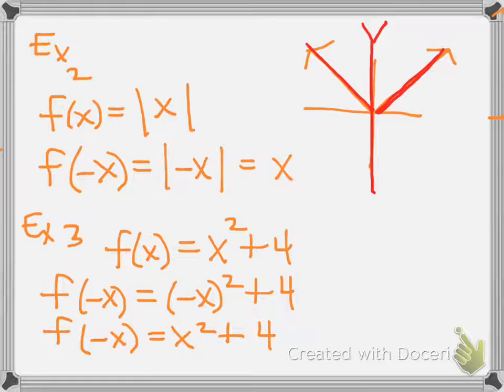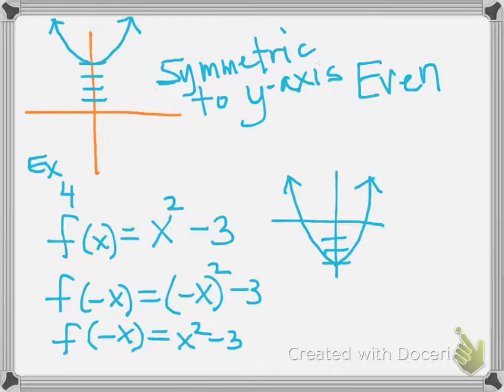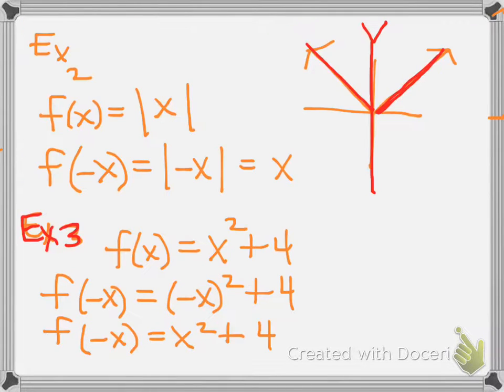All right, here's another one. Example 3. f of x is x squared plus 4. This graph looks like this right here. You take a parabola and you move it up 4. If you fold it over the y-axis, it is symmetric. Here's the test. You plug in a negative x, you square it, you get what you started with. Do you see that this function is the same as what I started with? So these are all even functions.